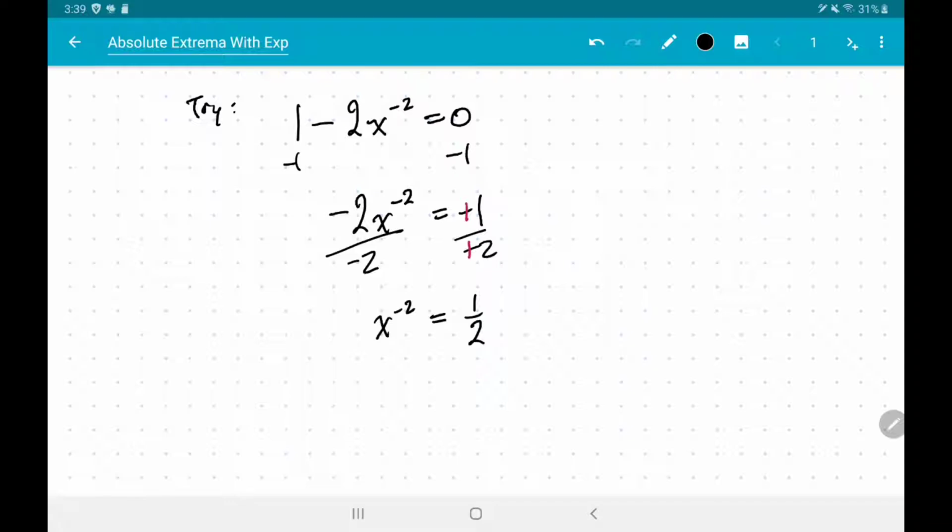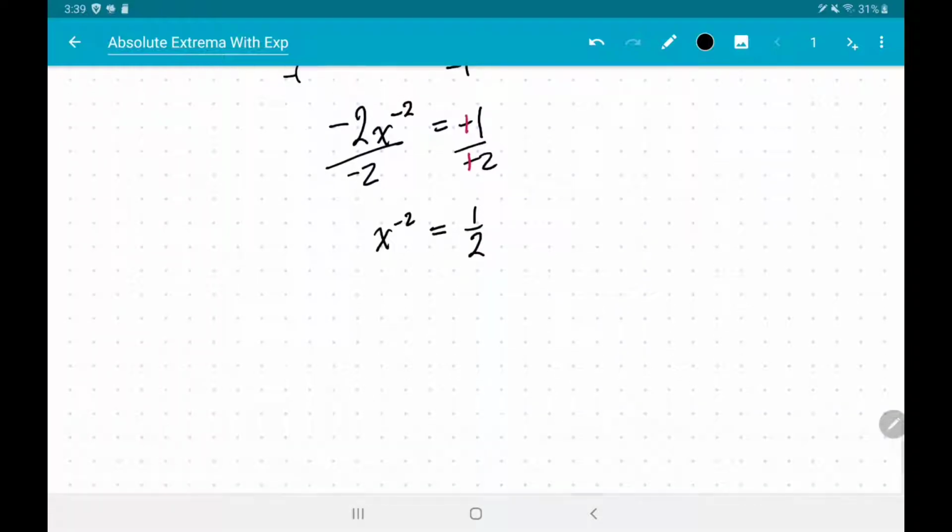Dealing with an equation x to the negative 2 equals 1/2 may seem a little bit strange. I'm going to suggest that there's two ways to think about it. One way is to first replace x to the negative 2 with a fraction and use fraction notation instead of the negative exponent. That would give what? So that's 1 over x squared.